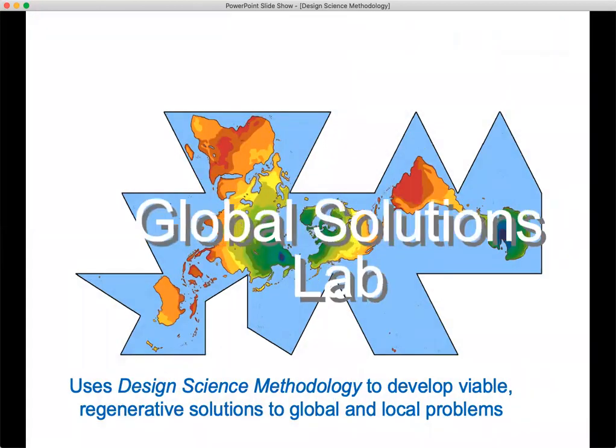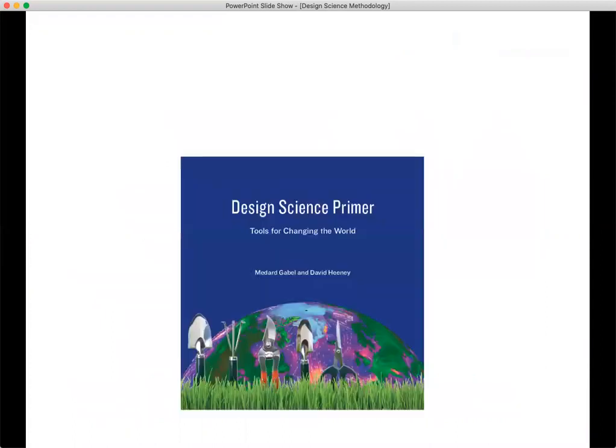So, segueing from the methodology of design science to the Global Solutions Lab, it uses the design science methodology to develop viable regenerative solutions to global and local problems that are implementable with today's technology and resources in ways that will impact the world positively.